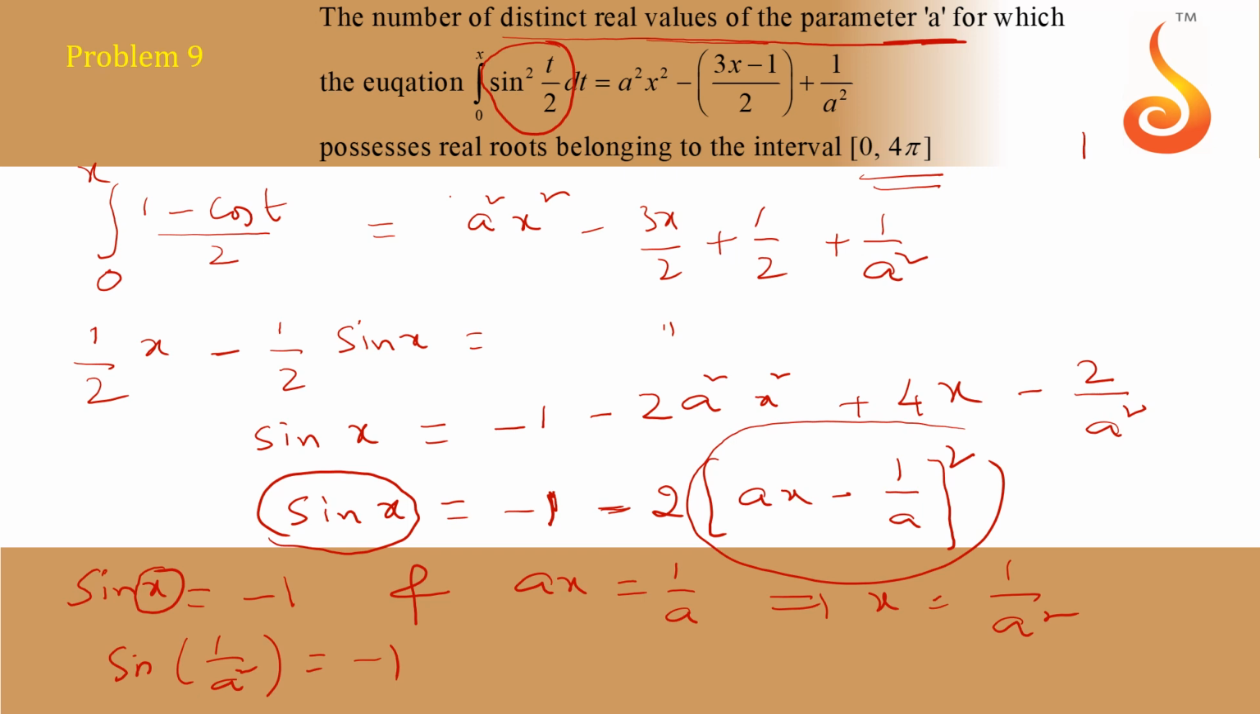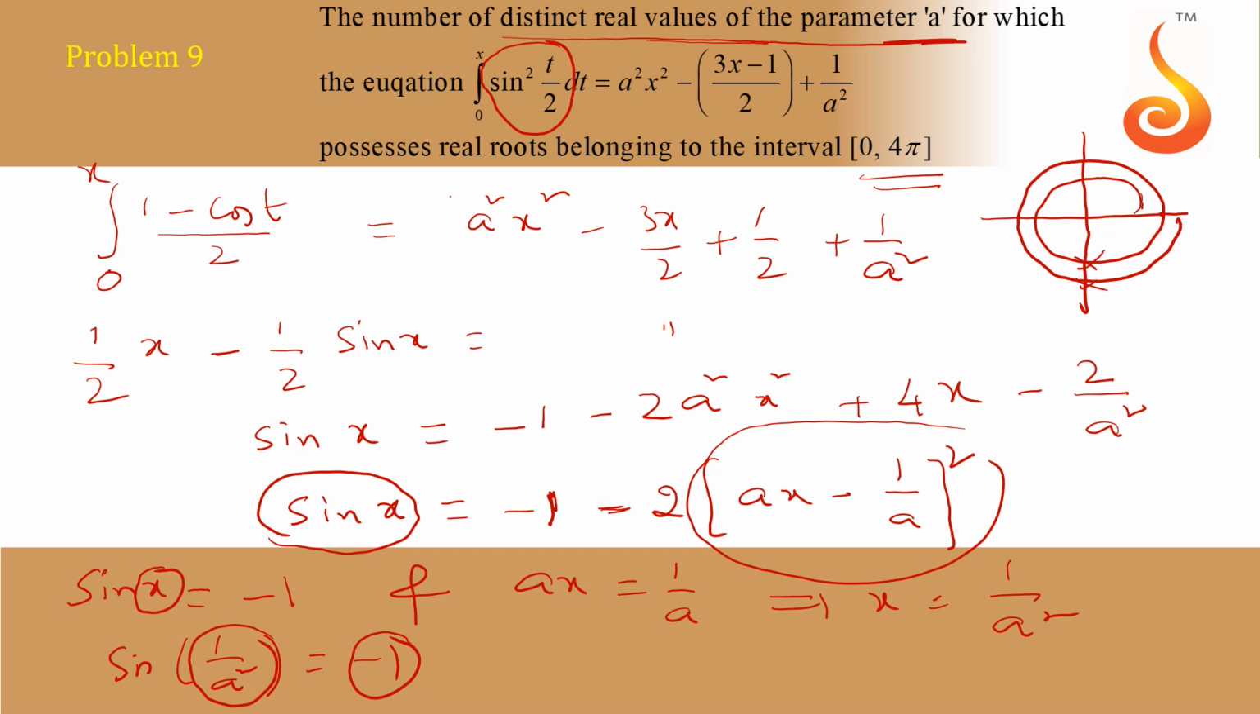So 0 to 4 pi means x value, which is 1 by a square, must have its sine value minus 1. 0 to 4 pi means 2 rotations. This is 2 pi, this is 4 pi. Minus 1 is possible on negative y-axis. Means x will have two values. So 1 by a square will have two values. So a will have 4 real and distinct values.